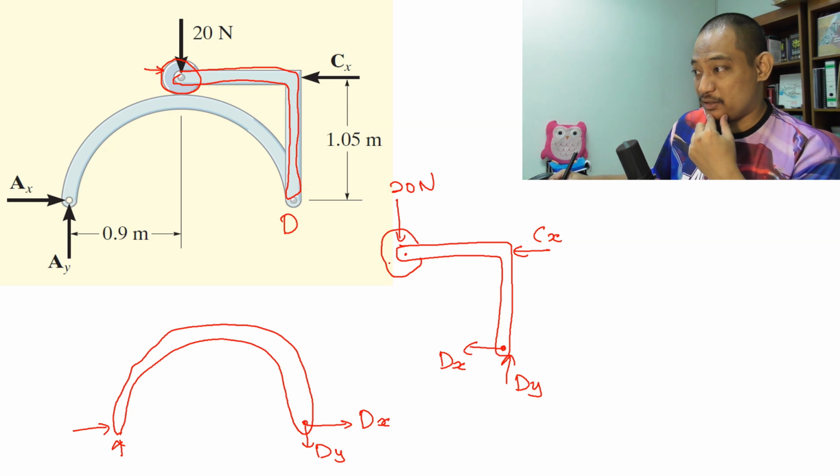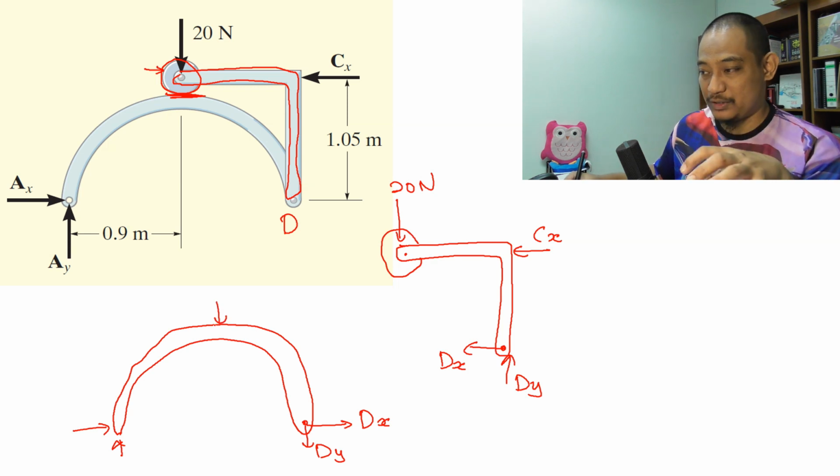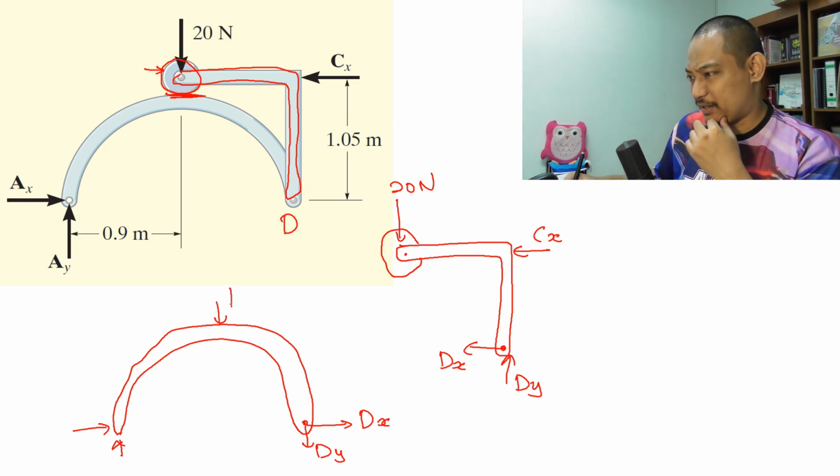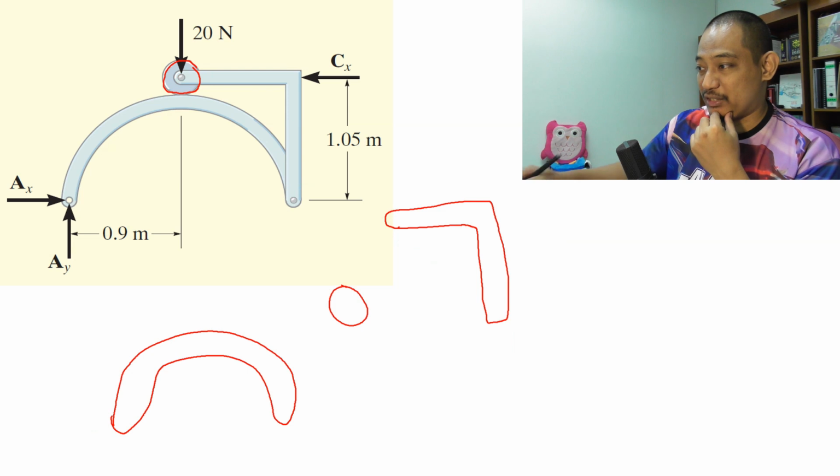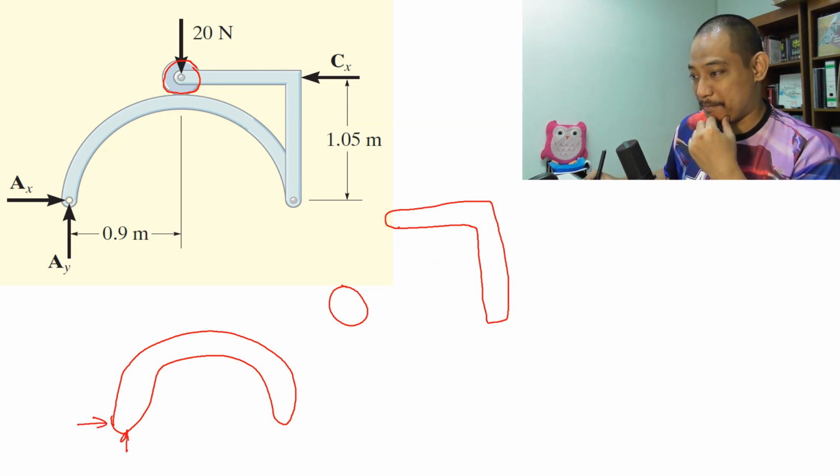Now, when you separate it, you have a normal reaction here, right? Basically, this one will feel that the wheel is pressing it here. So let's call this N wheel, for example, and then you will have N wheel here as well, and there you go. Because this one will feel like the wheel is pushing it, while here it feels that this curve is supporting it upwards, right? So that is your free body diagram, of course with all the dimensions, etc. Now, if you are separating it, of course, the rest is the same.